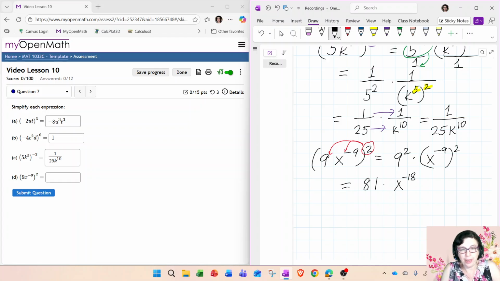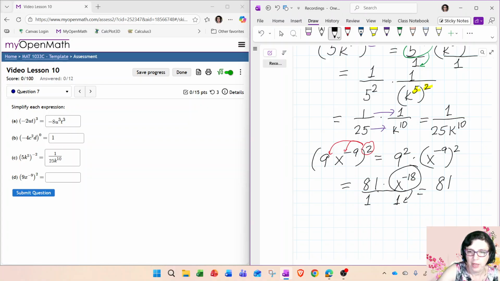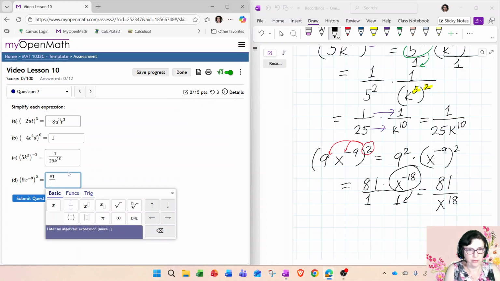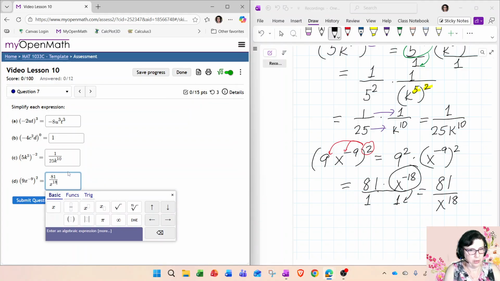And that would have been it, except they do not want you to ever leave any negative powers in the final answer. What that means is we're going to make this a fraction, and we can also make this a fraction, it doesn't matter. And we're going to move this guy over here to the bottom. And when you do that, your negative power becomes a positive power. And that would be the final answer here. Let me check that and see.